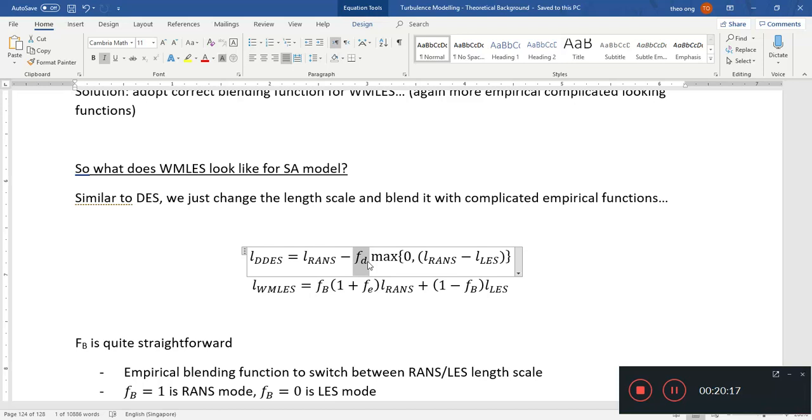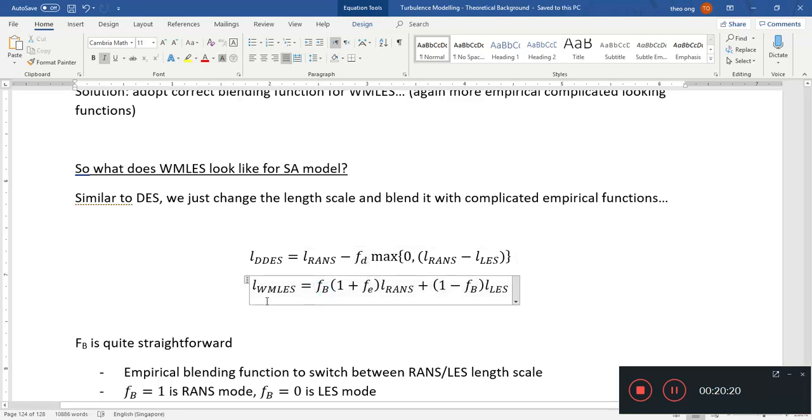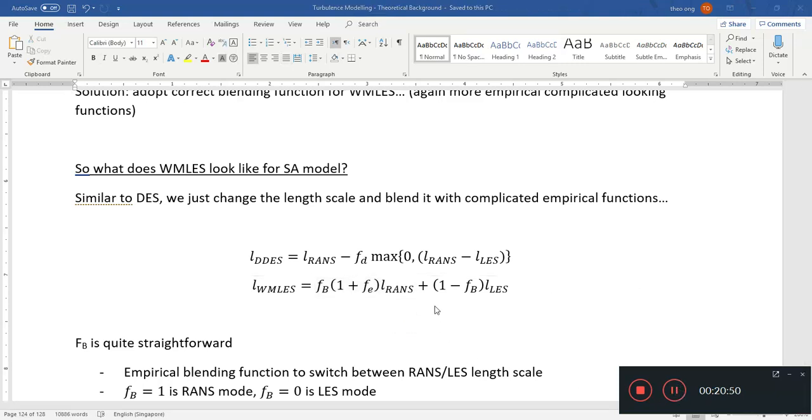Okay. If you want a wall model LES, it is constructed in a very similar way. You have a blend between the Reynolds average Navier-Stokes and the LES length scale. You have FB, which switches between 1 and 0. So it tells you, okay, I want to switch between the Reynolds average Navier-Stokes and the LES. FB equals 0 implies LES switched on. FB equals 1 implies the Reynolds average Navier-Stokes switched on. So this is the behavior of this.